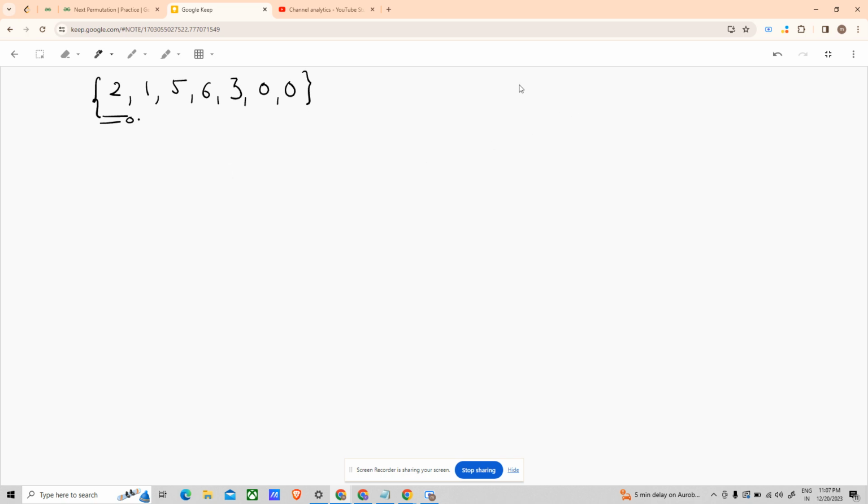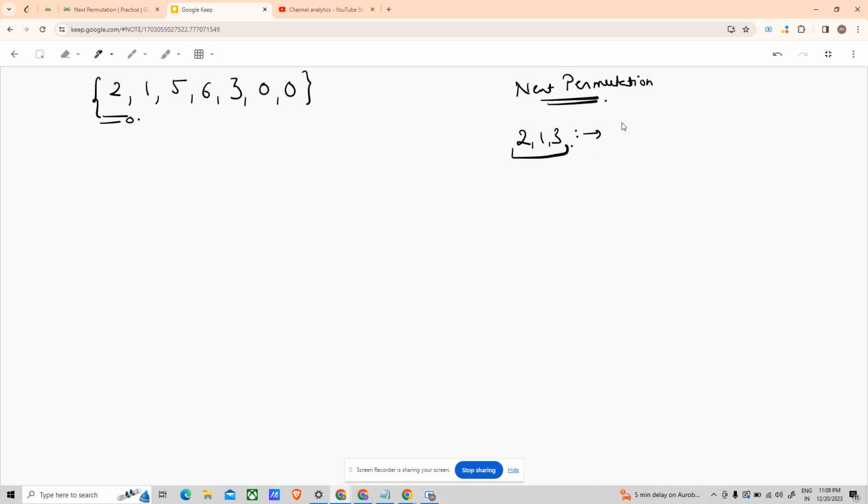Okay. How can we proceed? Now we have to find the next permutation. If I ask you to forget about the array once, let's consider a small example. For example, you have been given an array 2, 1, 3. Let's try the brute force method for this one. Generate all the possible permutations and sort them.